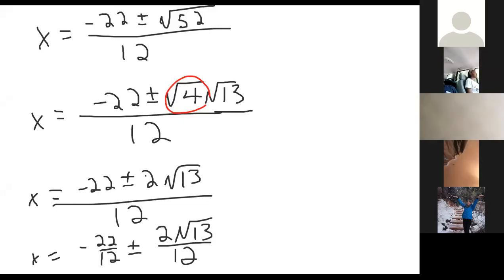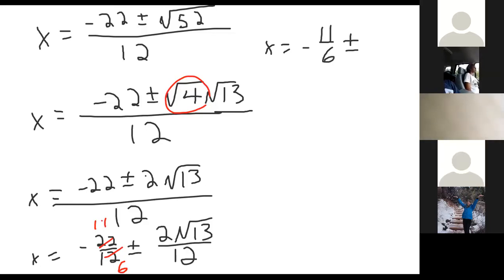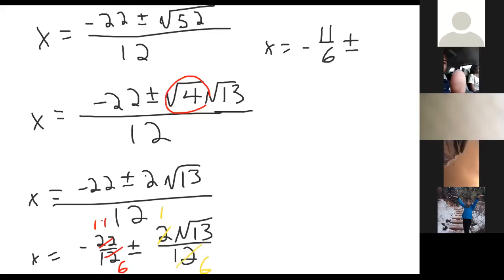Okay, now in the first fraction, 22 over 12, it reduces. The number 2 goes into 22, also goes into 12. So 2 goes into here 11 times, 2 goes into here 6 times. So that's now negative 11 over 6, plus or minus, and then 2 and 12 will reduce. 2 goes into here once, 2 goes into here 6 times. So this is 1 times square root of 13 over 6.